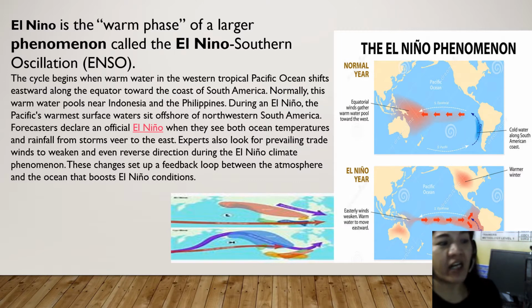Forecasters declare an official El Nino when they see both ocean temperatures and rainfall from storms veer to the east. Experts also look for the prevailing trade winds to weaken and even reverse direction during the El Nino climate phenomenon. These changes set up a feedback loop between the atmosphere and the ocean that boosts El Nino conditions. If we experience El Nino, it is very evident because we can all experience the hotness and warmness of the weather. Ang init-init ng panahon.